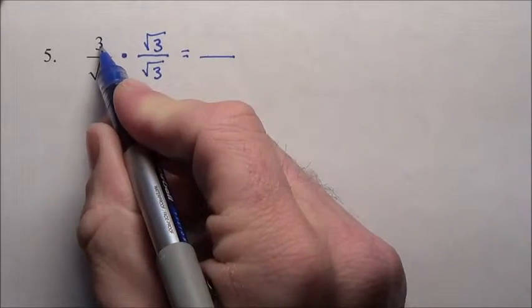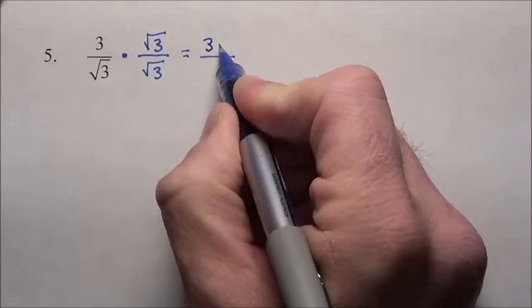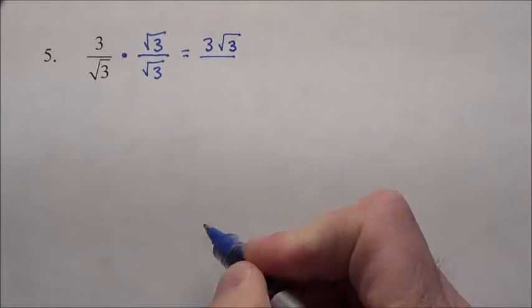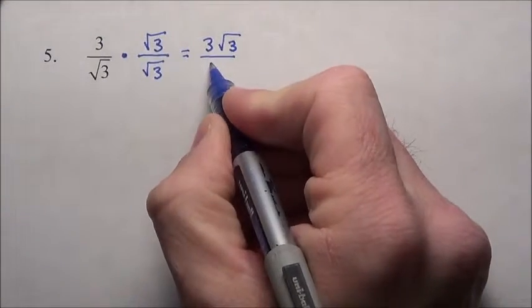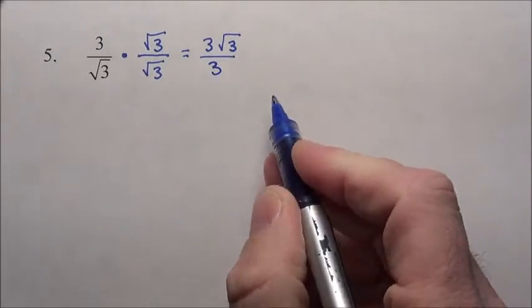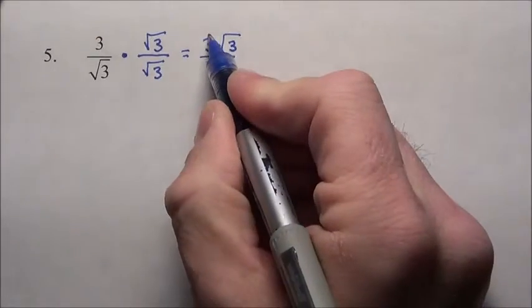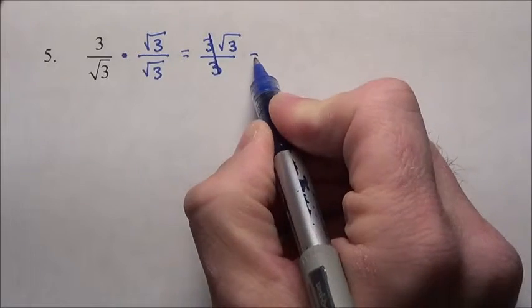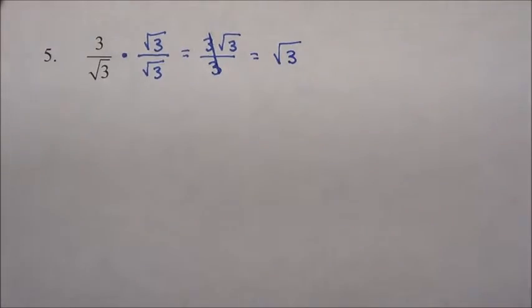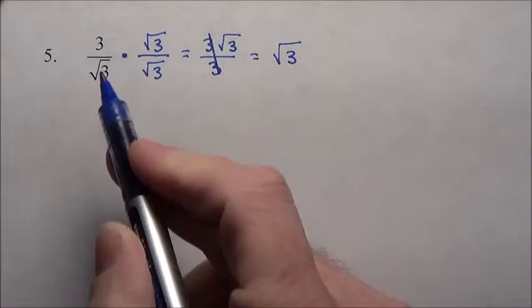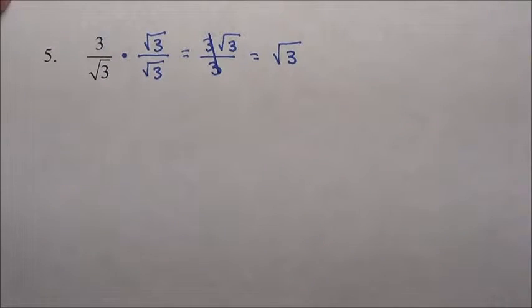So let's do it. The top's 3 times root 3. Well, I can't do anything there. That's just written that way. But a square root of 3 times a square root of 3 is what? Oh, that's 3. Now notice what happens. Oh, I have a 3 over 3. Those are going to cancel into a 1, and 1 times root 3. The final answer here is simply root 3. 3 divided by root 3 is simply root 3.